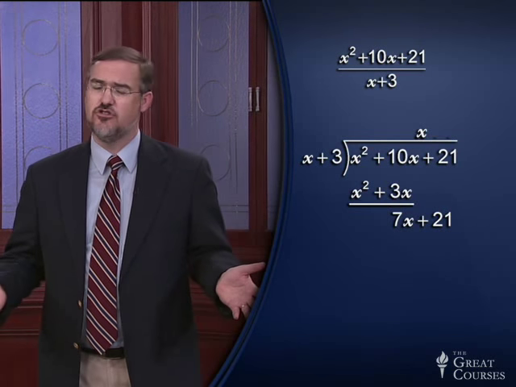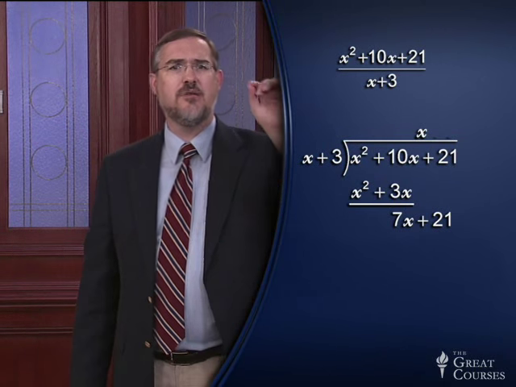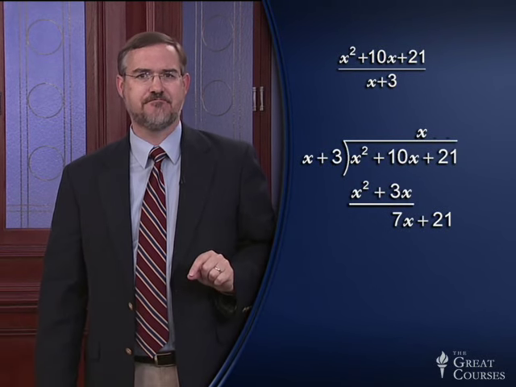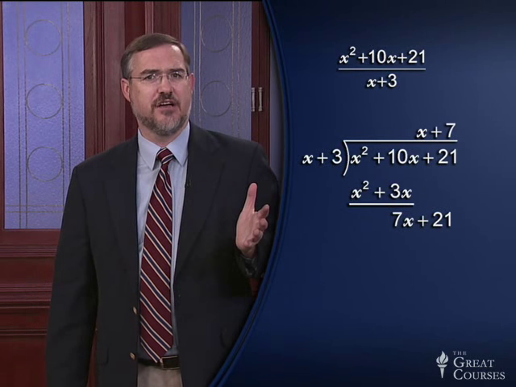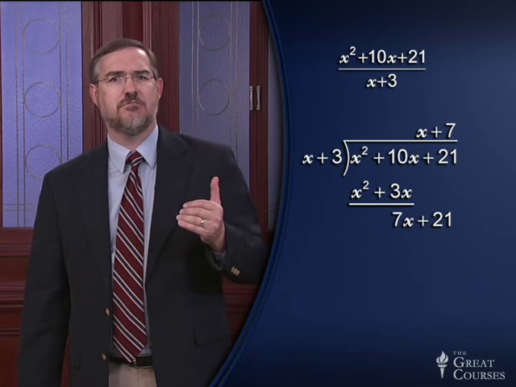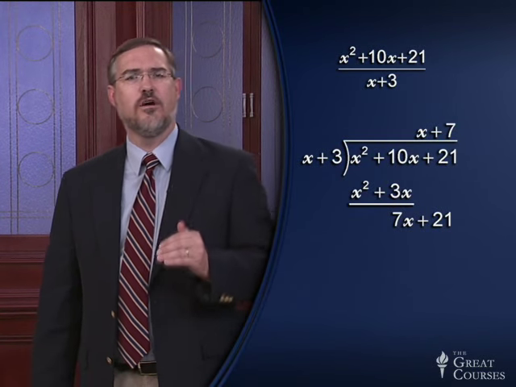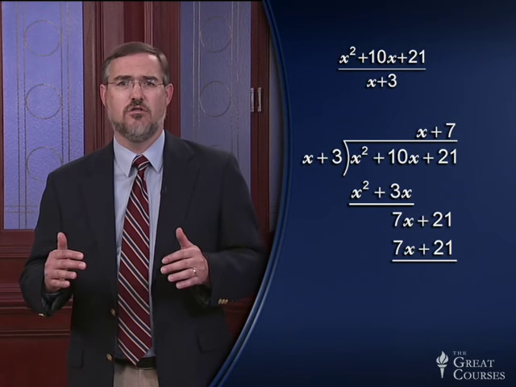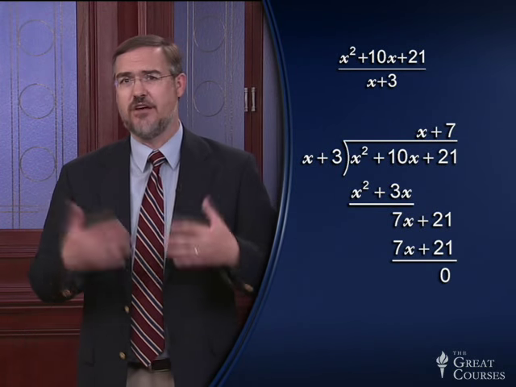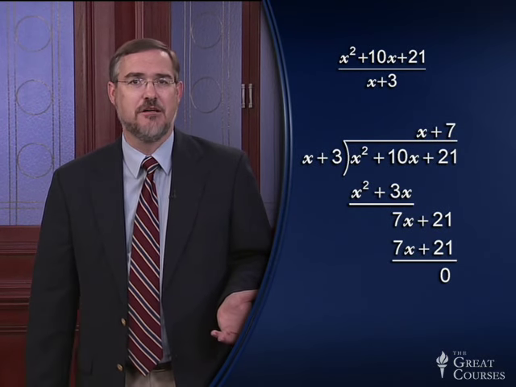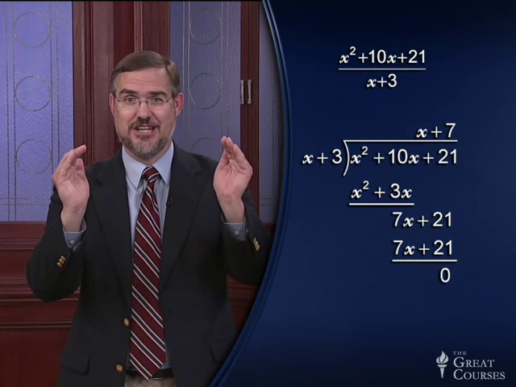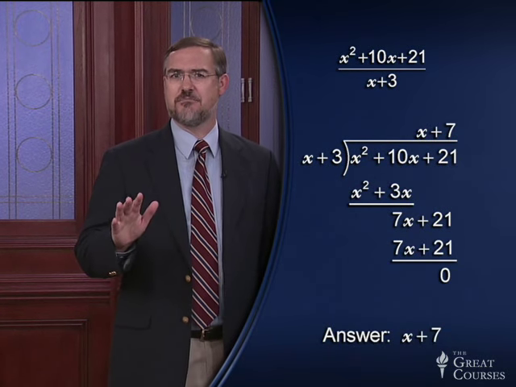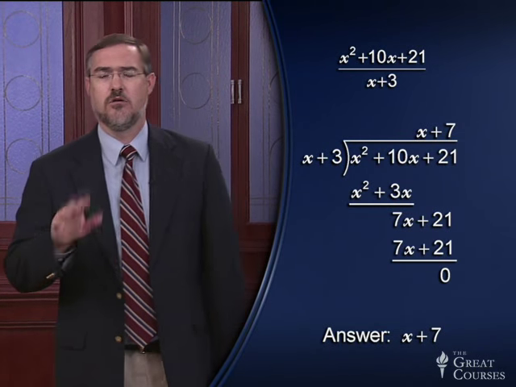And now you ask yourself, just like with long division of numbers, how many times does that x in the divisor go into 7x? And the answer is, it goes in 7 times. And when you multiply x plus 3 times the 7, you're going to have 7x plus 21. And now when you do the subtraction as usual, you're going to get 0, because 7x plus 21 minus the quantity 7x plus 21 is just going to be 0. So your final answer is x plus 7 with 0 remainder.